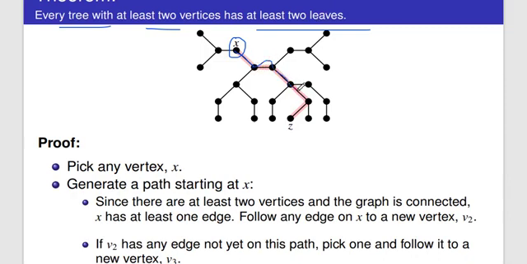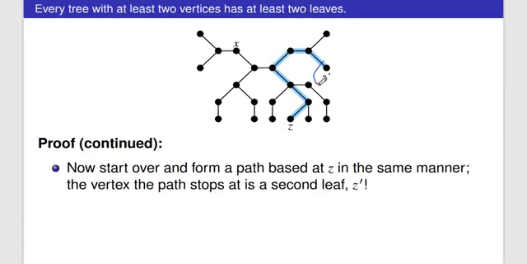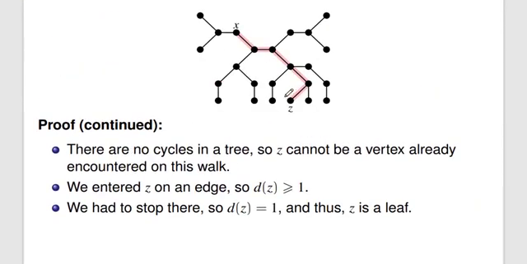So till then there is no edge left. Okay, so this z is what is called a leaf. For that particular vertex, z is a leaf. Now start from z and make a different path. Like this, we can also get a new vertex which also has a degree of 1. So it's also a leaf. So we now have two leaves.